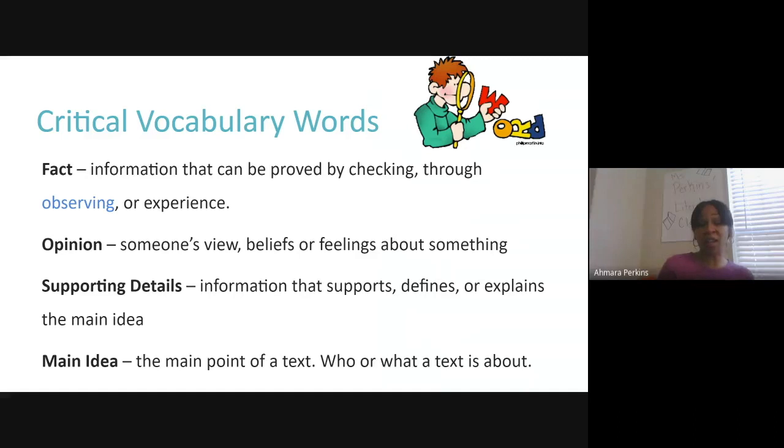What is it? Now we're looking at supporting details and the different types that you can have. So today we're going to focus on fact and opinion, and those are two types of supporting details that we can look for in order to determine the main idea of a text. So that's the direction that we're going in.